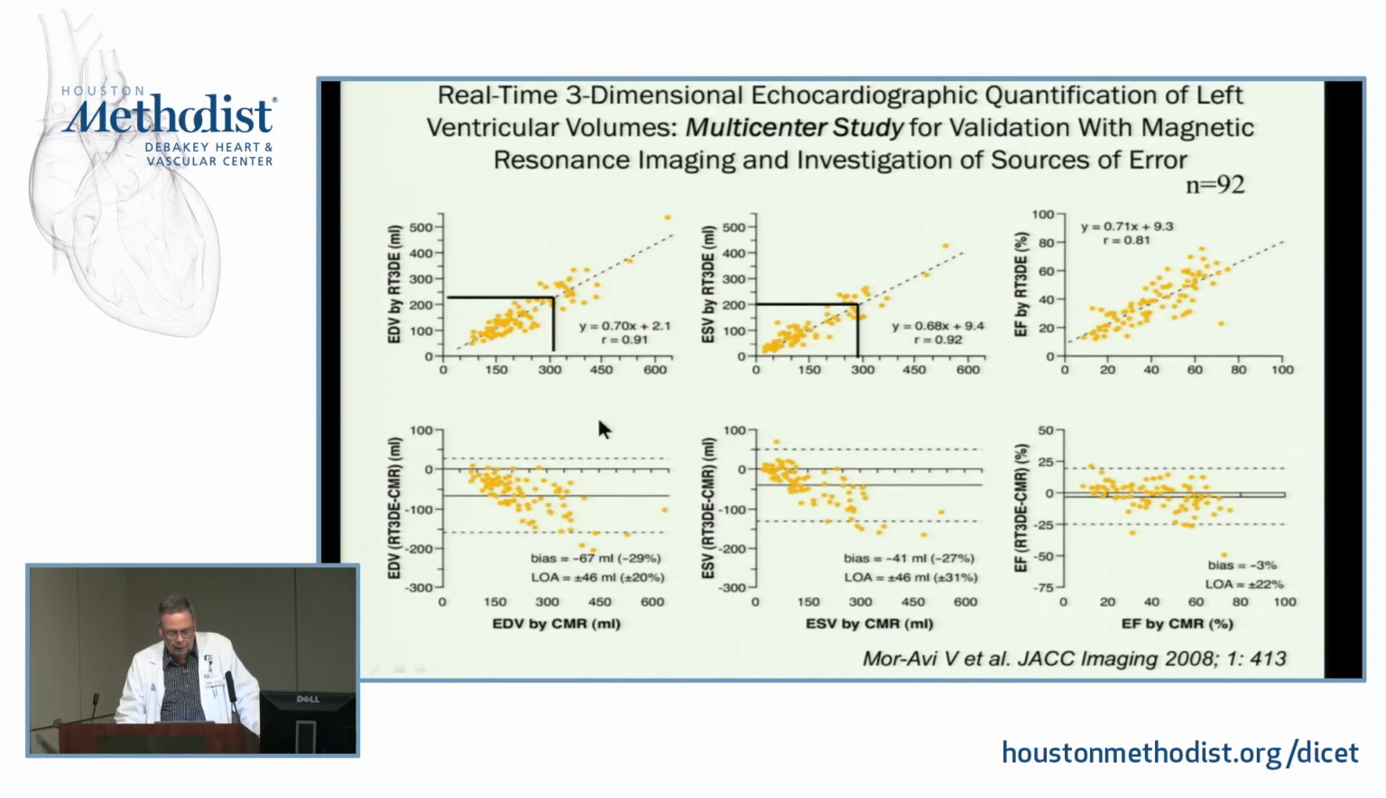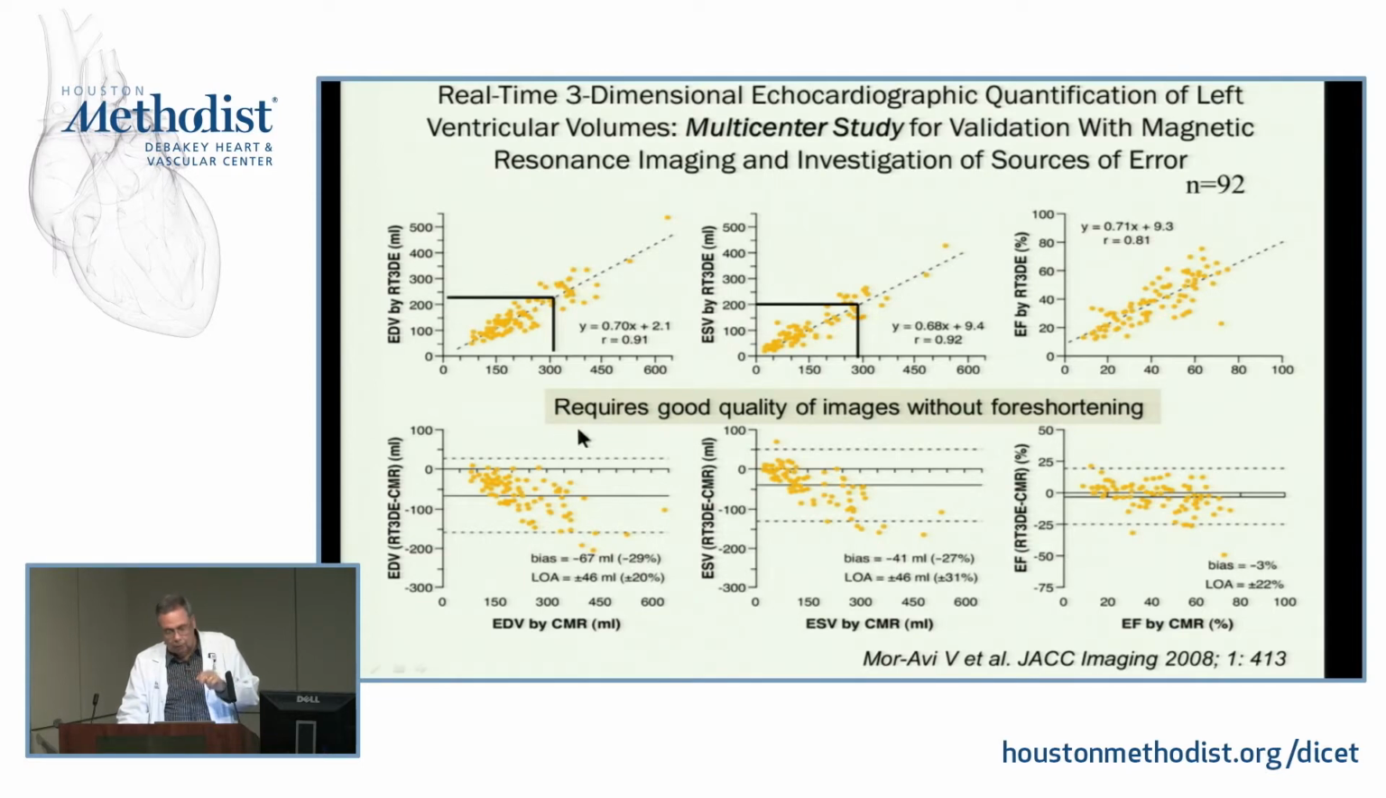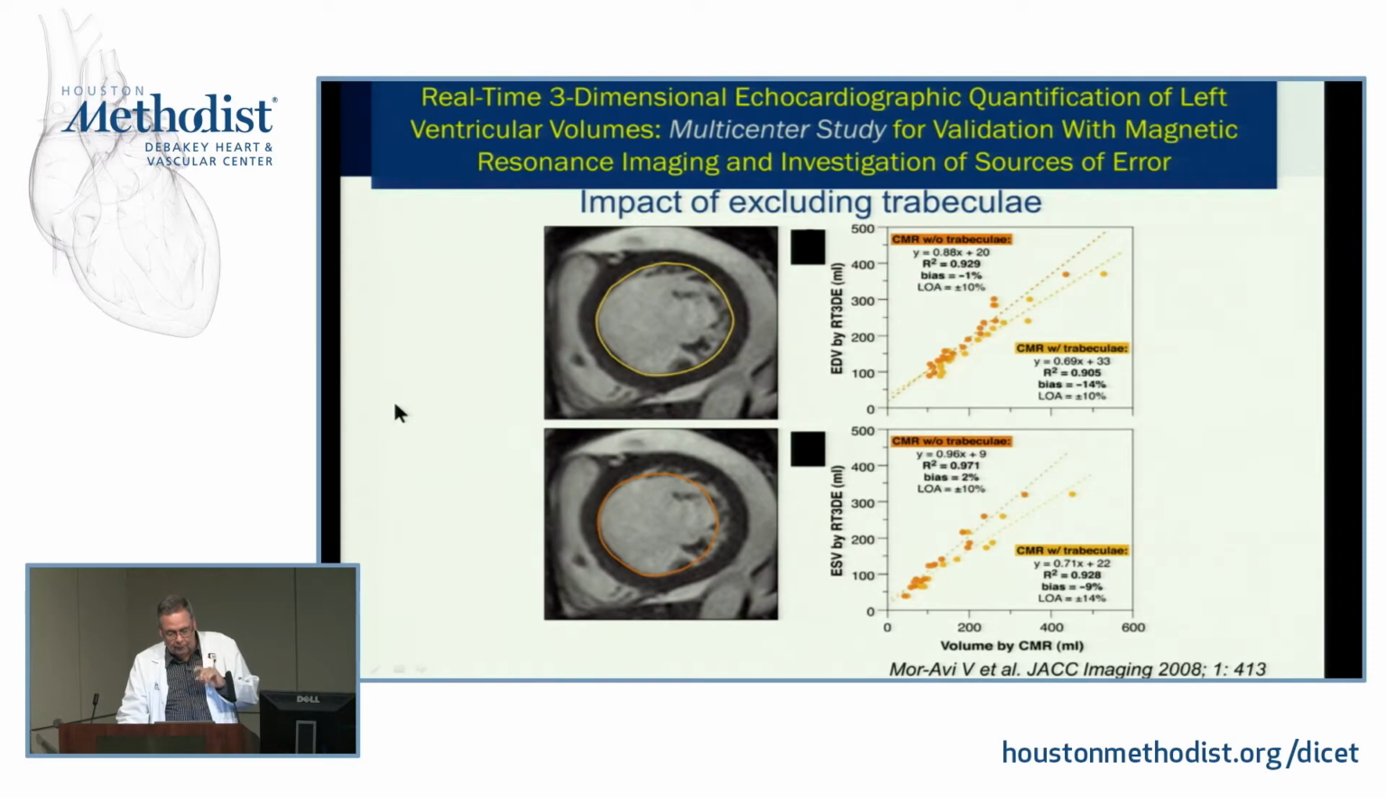We're still foreshortening. Now, in that study, 2 things. You need decent images. But the other thing is, they did find that frequently with 2D echo, we tended to trace through the trabeculae, rather than calling the border where the blood pool ends.